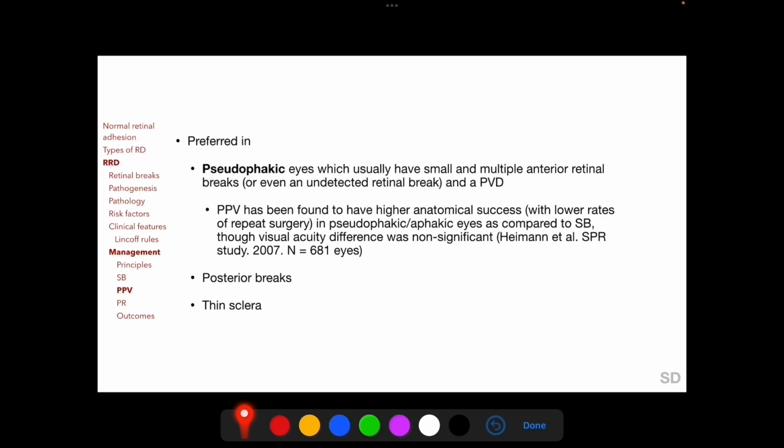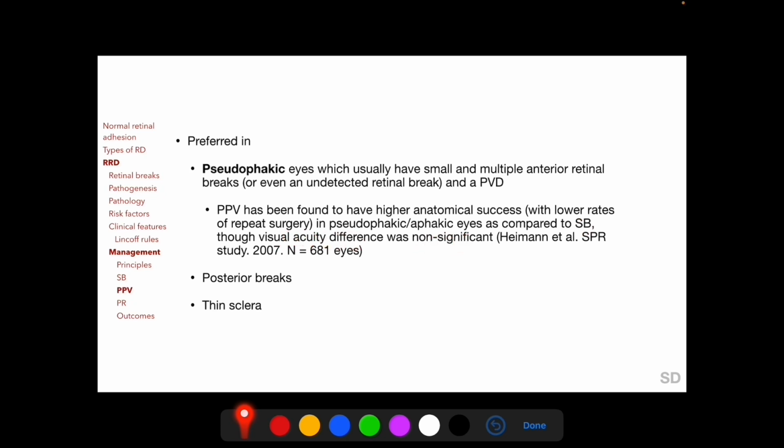PPV for RRD is preferred in pseudophakic eyes, which usually have small and multiple anterior retinal breaks which are liable to go undetected during preoperative examination, along with PVD. And as we have already mentioned, the SPR study found that PPV resulted in a higher anatomical success rate, that is, retinal reattachment rate, in pseudophakic and aphakic eyes as compared to scleral buckling, though visual acuity difference was non-significant.